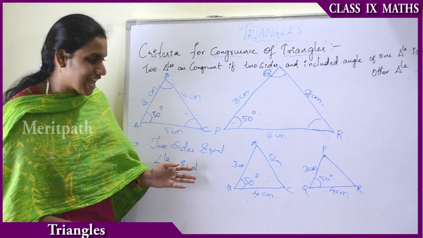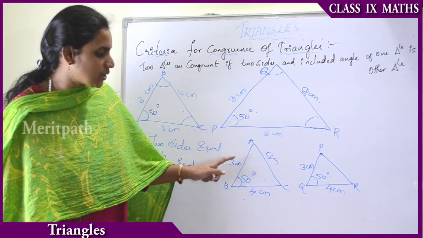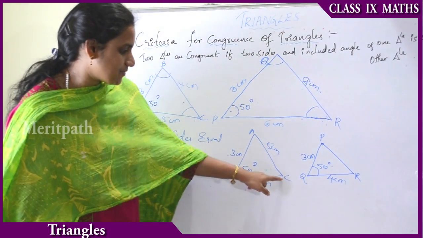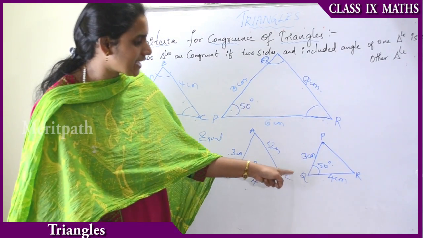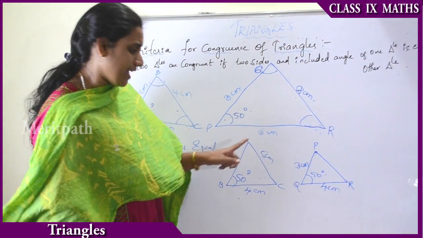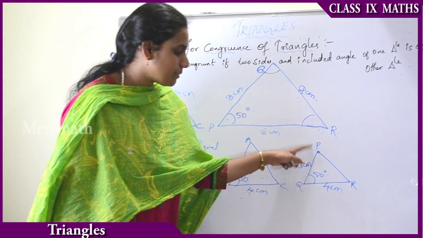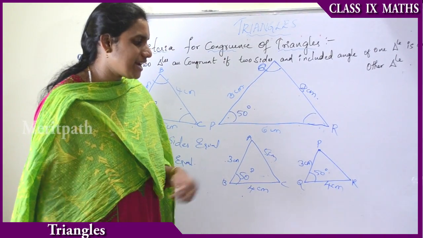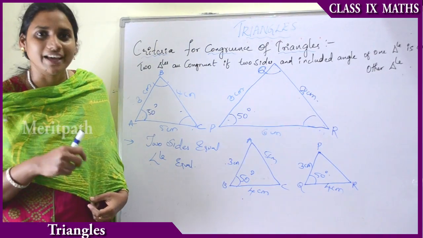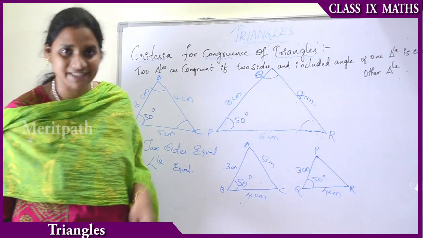Now let us take two triangles having two sides of the same size and the angle included between these two sides equal. That is, AB is 3 centimeters and BC is 4 centimeters, and at the same time for the other triangle, PQ equals 3 centimeters and QR equals 4 centimeters, and the angle included between AB and BC is 50 degrees and the angle included between PQ and QR is also 50 degrees. Now let us see, are these two triangles congruent to each other? Yes, because the sides are the same and the angles are the same.